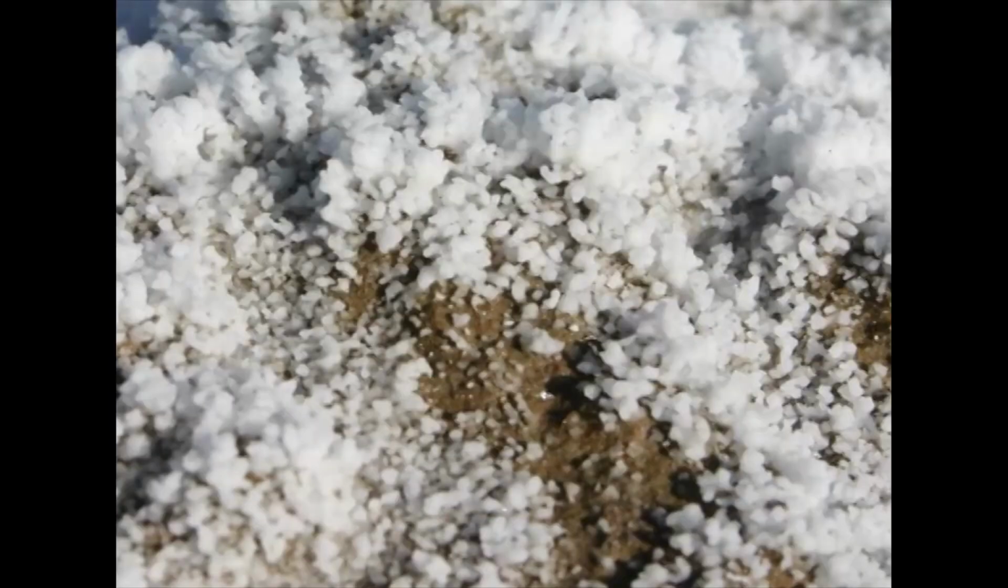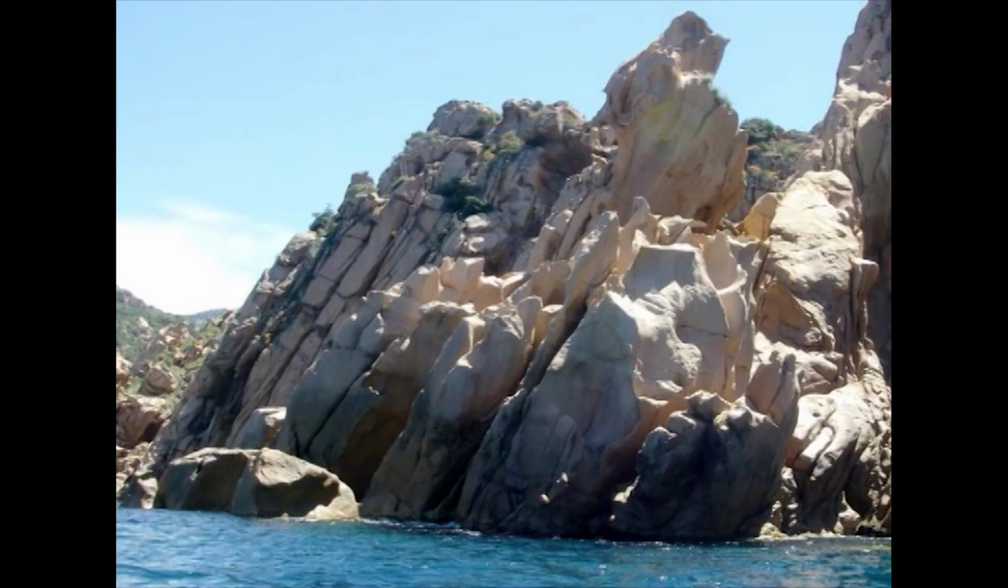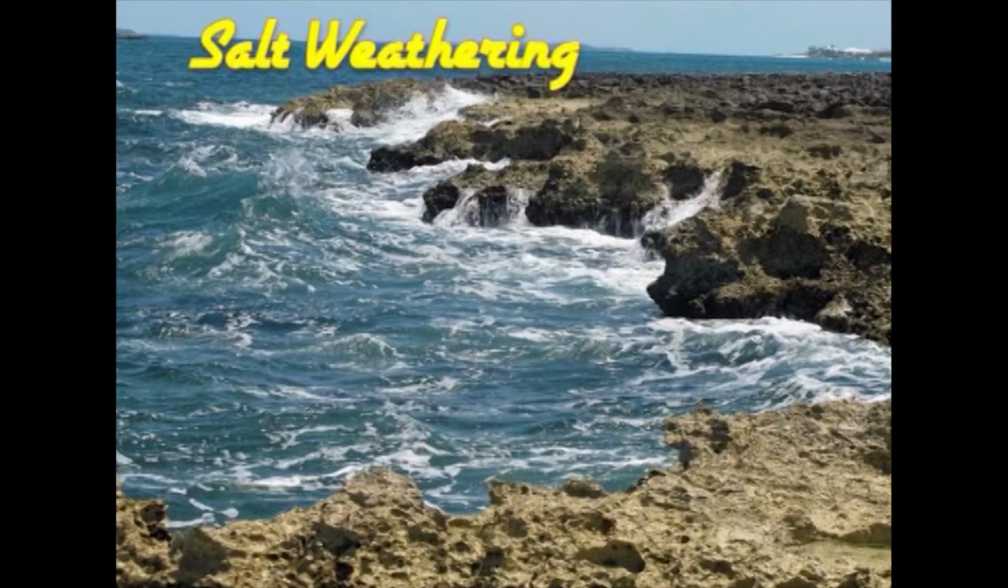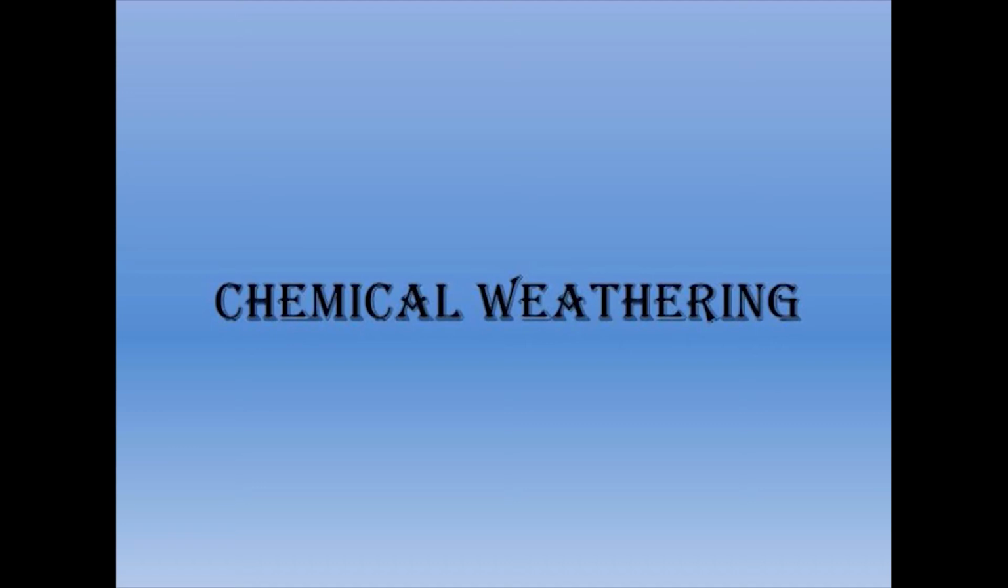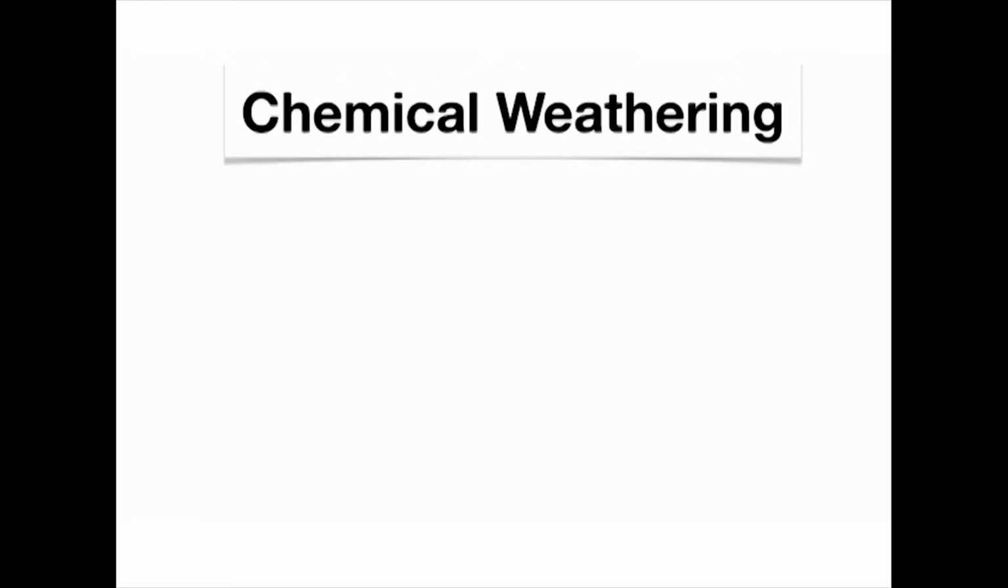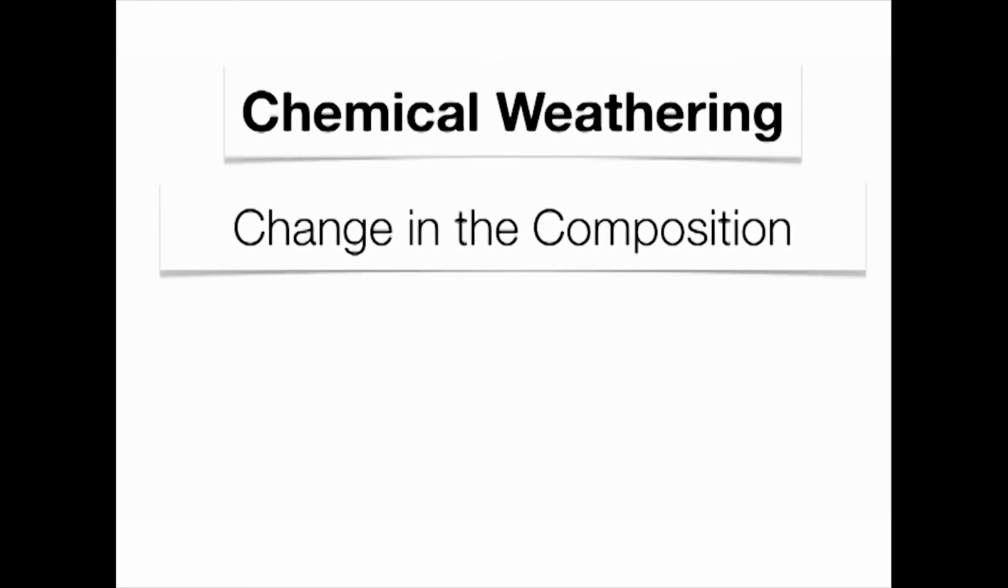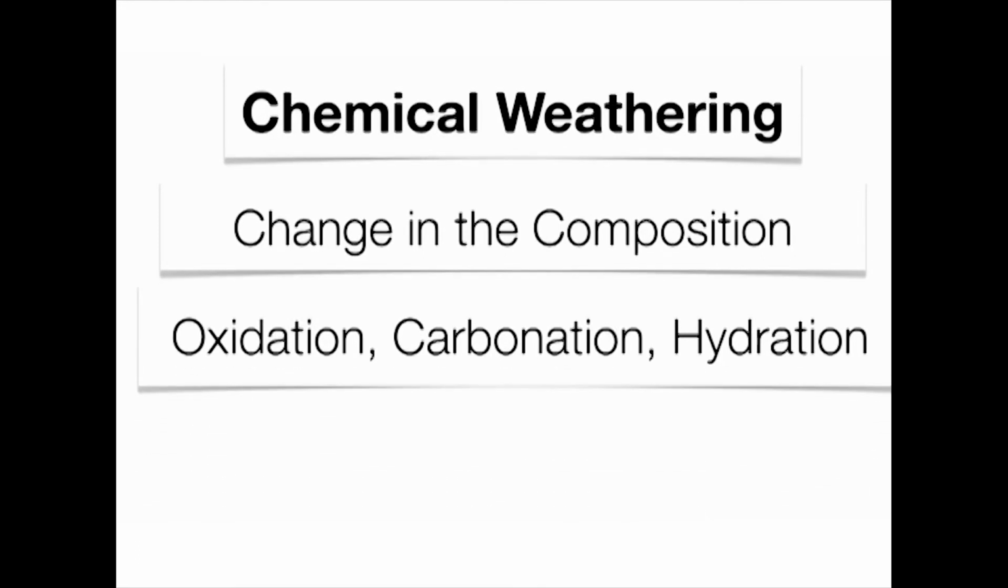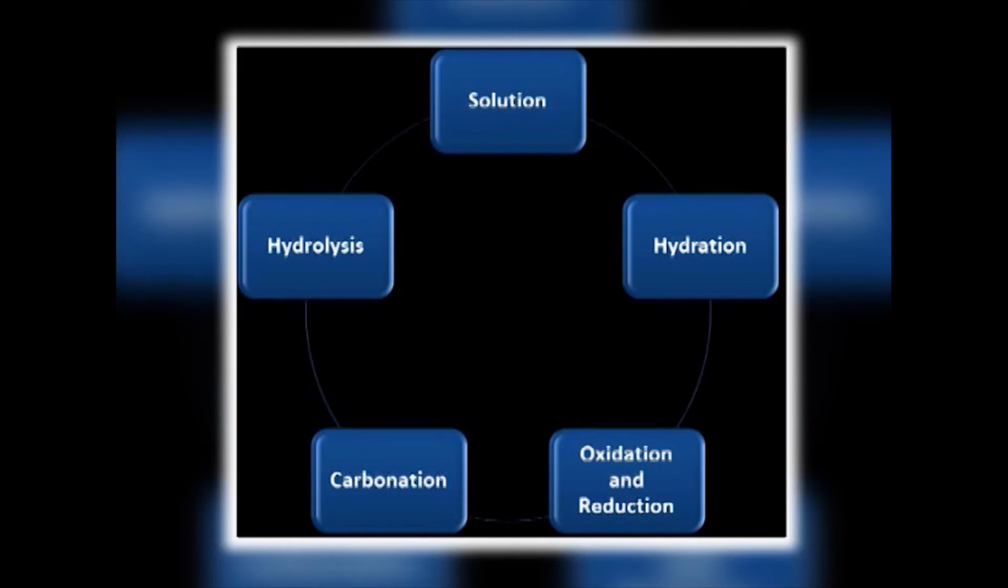Salt crystal growth. On evaporation, crystals may grow in saline solutions in coastal regions. This type of salt crystallization within the crevices of the rocks generates stress, which widens them and results in granular disintegration. This process is known as salt weathering. Chemical weathering. Chemical weathering refers to the decay of rock forming minerals by water, temperature, oxygen, hydrogen, and mild acid. Weathering involves a huge number of chemical reactions acting together upon different types of rock under the full array of climatic conditions. Six main chemical reactions cause rock decomposition: solution, hydration, oxidation and reduction, carbonation and hydrolysis.